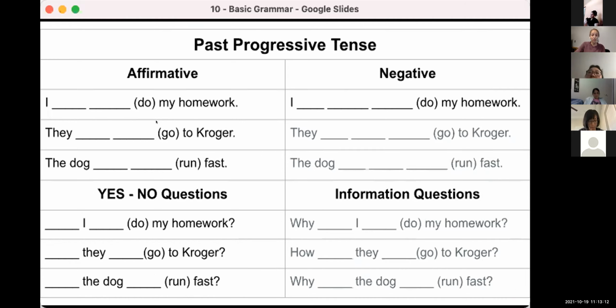So I'd like you to finish this on your own paper. You can write the whole sentence or just the verb to finish. And don't tell me your answers. We'll take a few minutes to practice writing, and then we'll check these answers together.